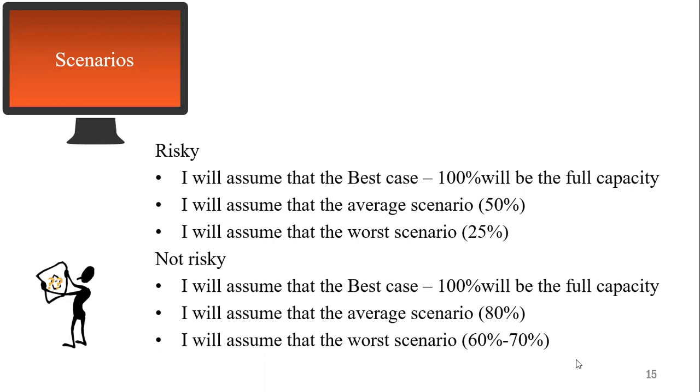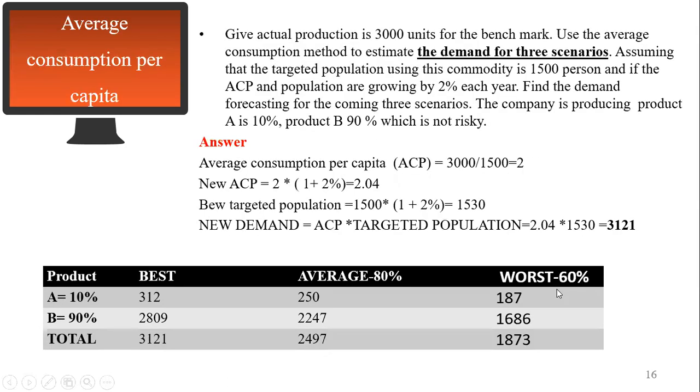So let's see what we can do if you are going to estimate the demand for the coming 3 years. A last example to practice more: production here is 3,000 units, and this is for the benchmark and consumption method to estimate the demand for the 3 scenarios. You have only 1,500 people consuming the product, and the growth rate of the average consumption is 2%. Here I put my assumption, which is 2%, and the demand forecasting for these coming 3 scenarios. The company produces two products. The first product is 10%, the second one is 90%, and the project is not risky.